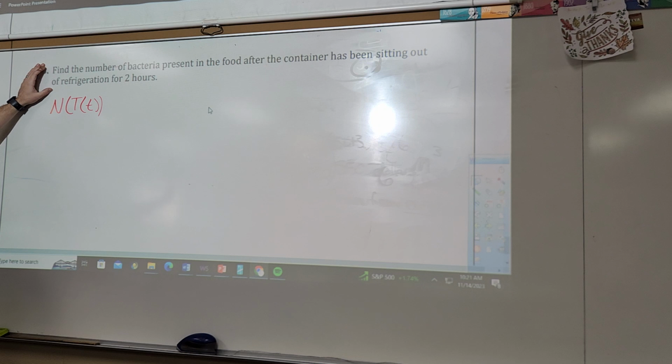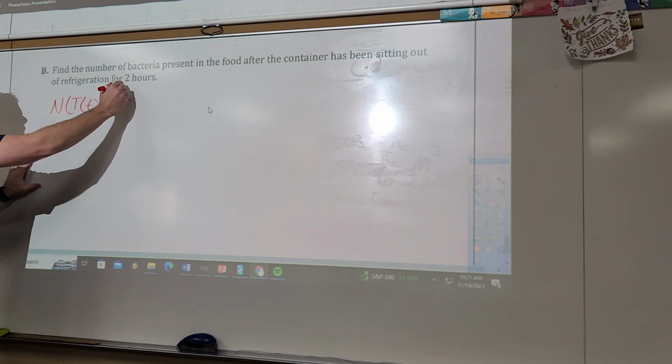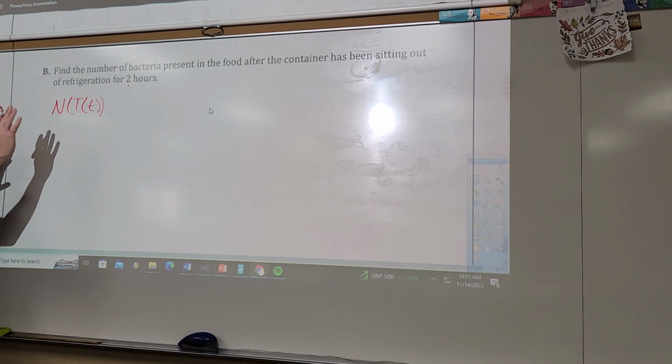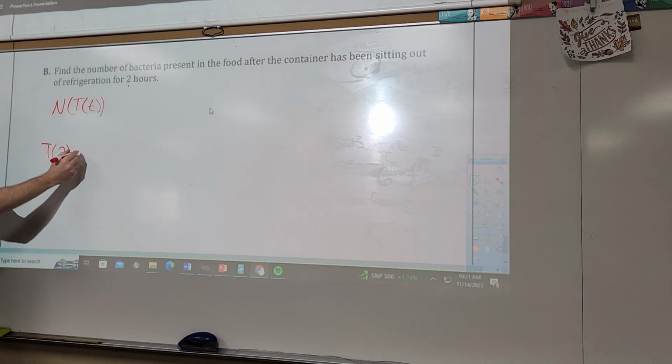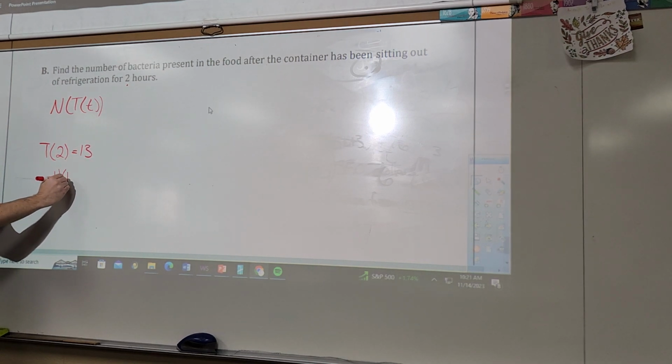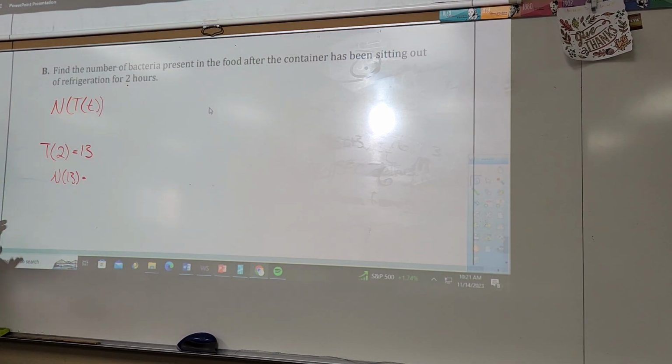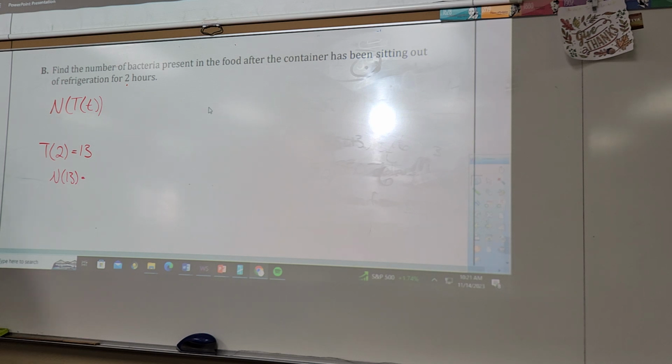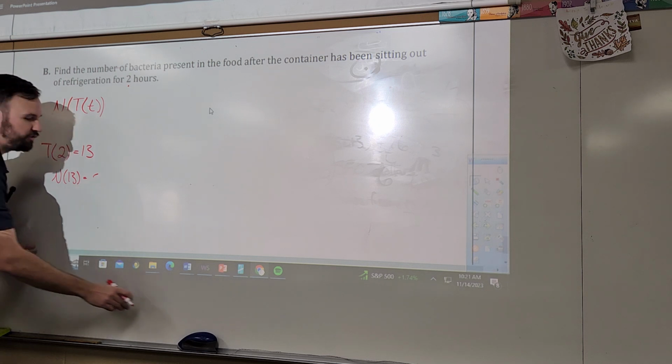So what they might do is give you this part and not A. And let's say they did. So I'm going to do it the long way. If they gave you this equation, or didn't ask you for the top equation, you do T of 2, right? And find your answer, which is 13. And then you do N of 13, which would give you the answer, right? Plug the answer from one into the next. We don't have to do this, because we have the equation. But you kind of see what I'm saying there.